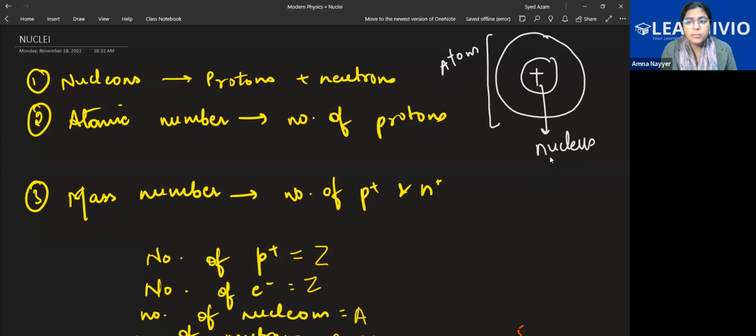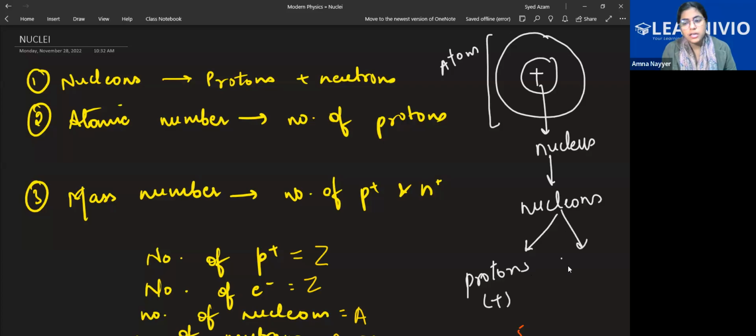Now, when we're talking about the nucleus, it is basically composed of the nucleons. By nucleons, we mean the positive protons and the neutral neutrons.